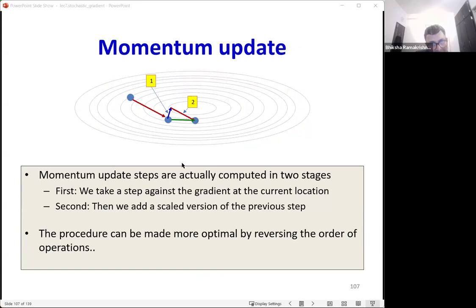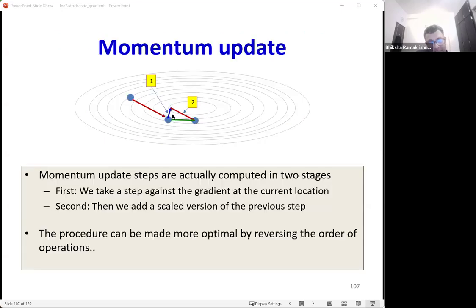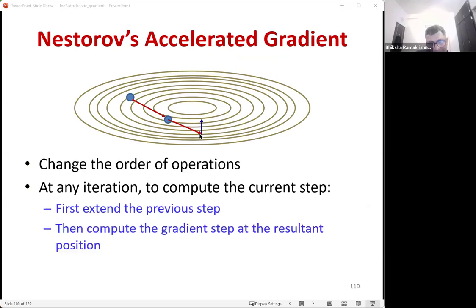Now, observe that the momentum update steps are actually computed in 2 steps. First, you take a step against the gradient. Then you add a scaled version of the previous step. And that is going to give you the net correction. It turns out that if you reverse this order, it ends up being more optimal. What we will do is, instead of first taking a gradient step and then adding a scaled version of the previous step, we will first take a scaled version of the previous step and then make a gradient correction from here to get the net correction.